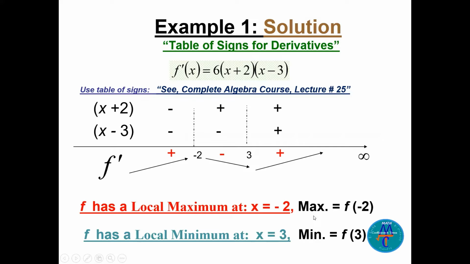If you need the maximum value, you put minus 2 in the function. See, f has a local maximum at minus 2. Now, f prime is negative here. F prime is positive there, so there's a minimum here. So f has a local minimum at 3. To find the minimum value, the minimum equals f of 3. Replace 3 in the function itself.